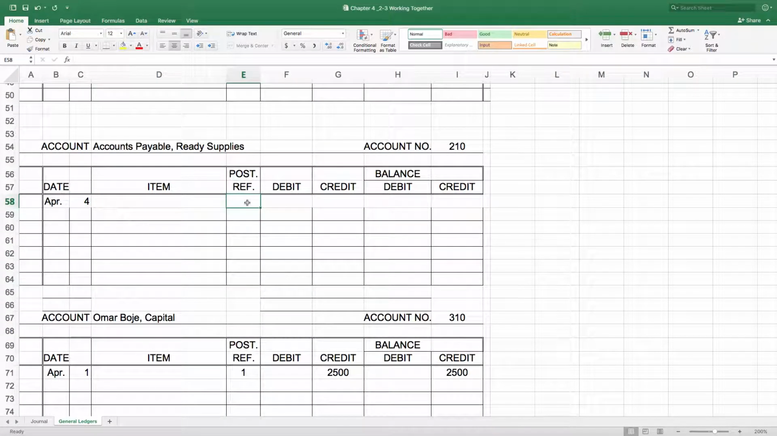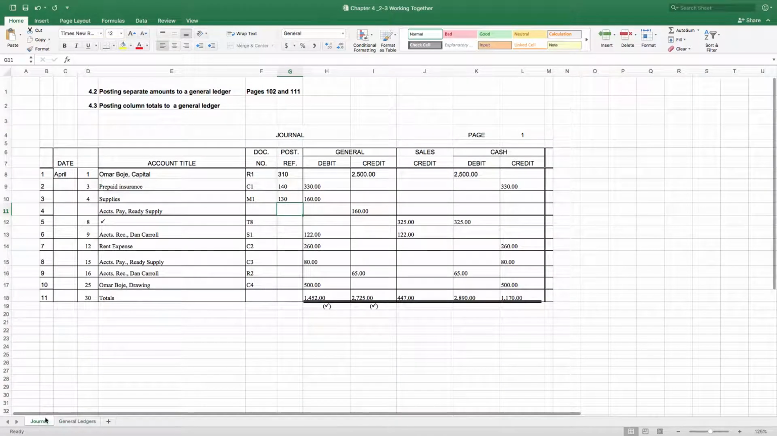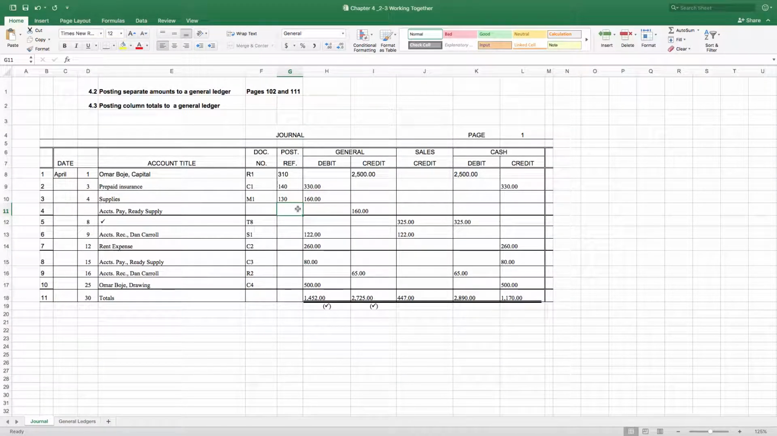Post reference section is page 1 of the journal. $160 credit. And we have a $160 credit balance. That is our only entry. Therefore, that's our balance. Record 210, the account number, in the posting reference section of your journal.